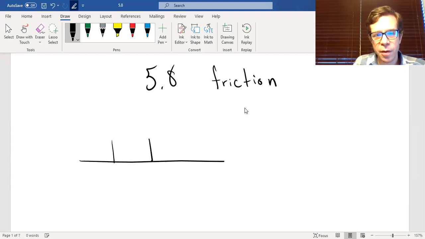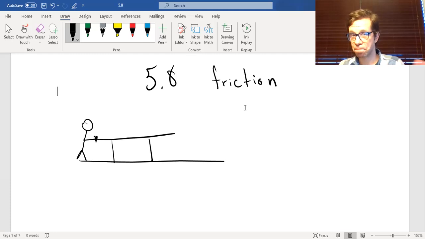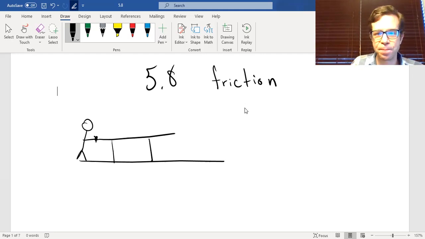I'm sitting here at my table with all of our equipment on it for making videos. And imagine you stand up and push on the table. But you're pushing on the table and the table doesn't move. Well, I can do that right now. I can push on the table, but the table's not moving.